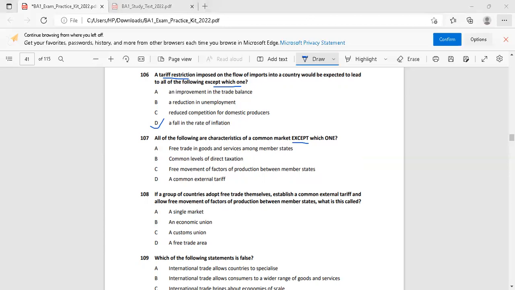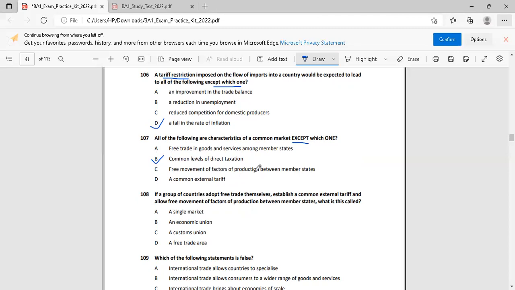So in that case, a common market will have free trade in goods and services among member states, free movement of factors of production between member states, and a common external tariff. Each economy will have their own set of tax laws. So common levels of direct tax cannot be the answer. So that is the except which one is correct.